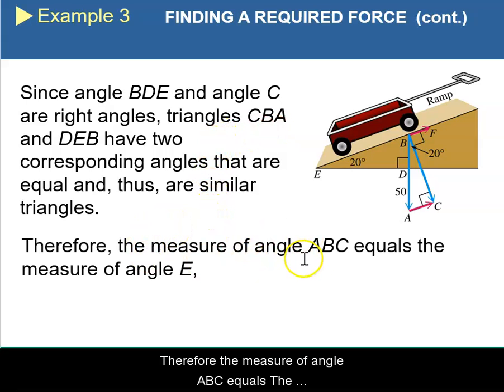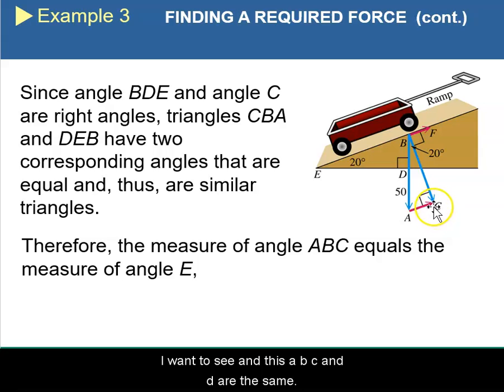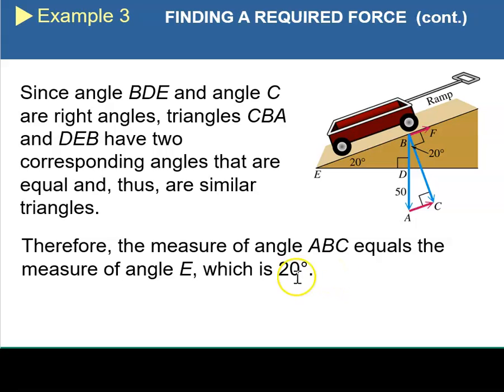Therefore, the measure of angle ABC equals the measure of angle E. Okay, so this E and this ABC angle, this 20 and 20, they are the same, as we already know, which is 20 degrees.